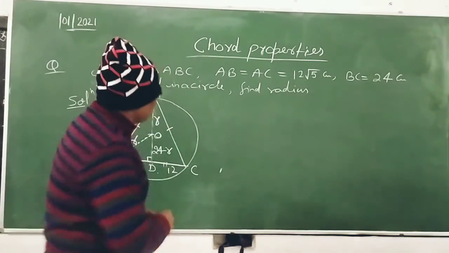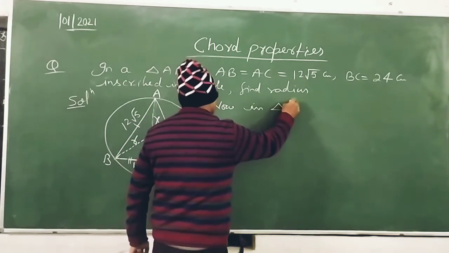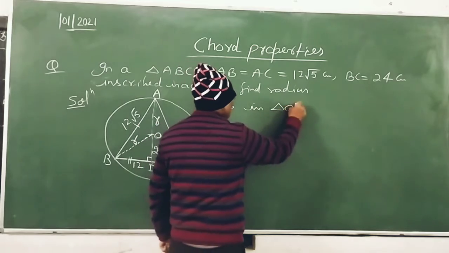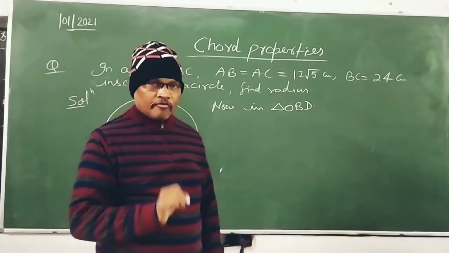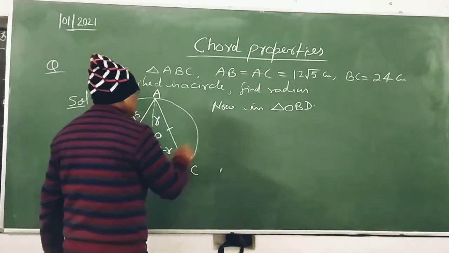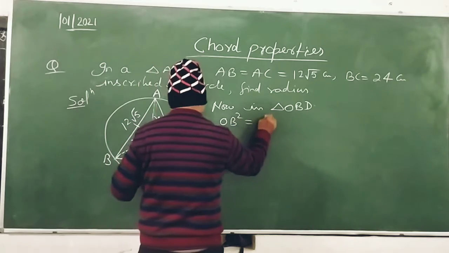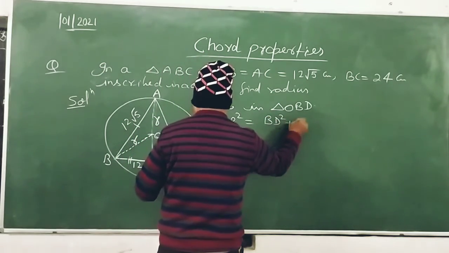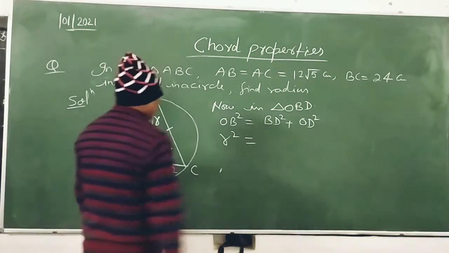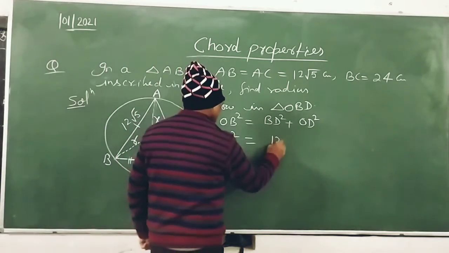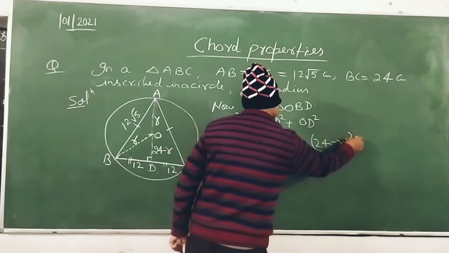Now in triangle OBD, always mention the name of the triangle. In triangle OBD, OB square is equal to BD square plus OD square. So R square, BD is 12 square and this is 24 minus R whole square.